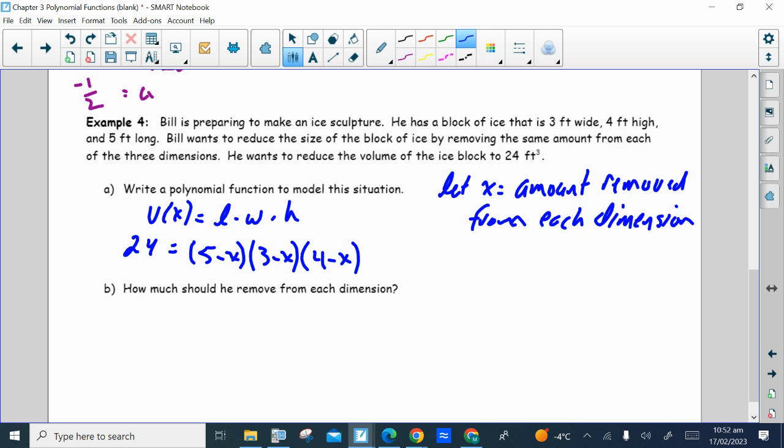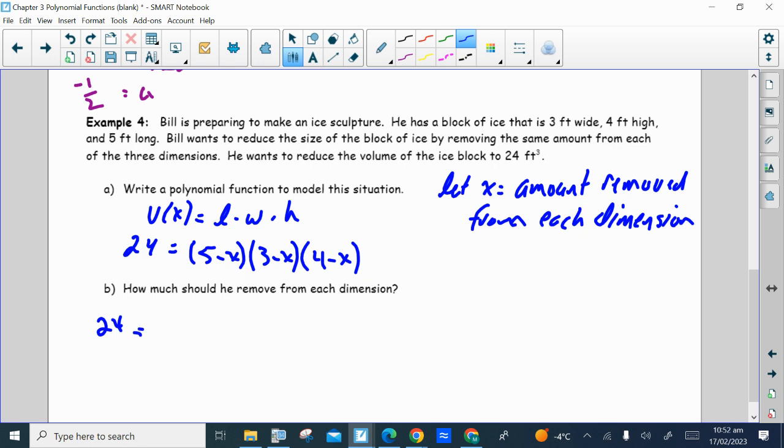So to figure out how much it needs to remove from each of those 3 dimensions, we need to figure out what x is. We need to solve this now. Okay? So it will involve multiplying out those 3 factors and then making it equal to 0.